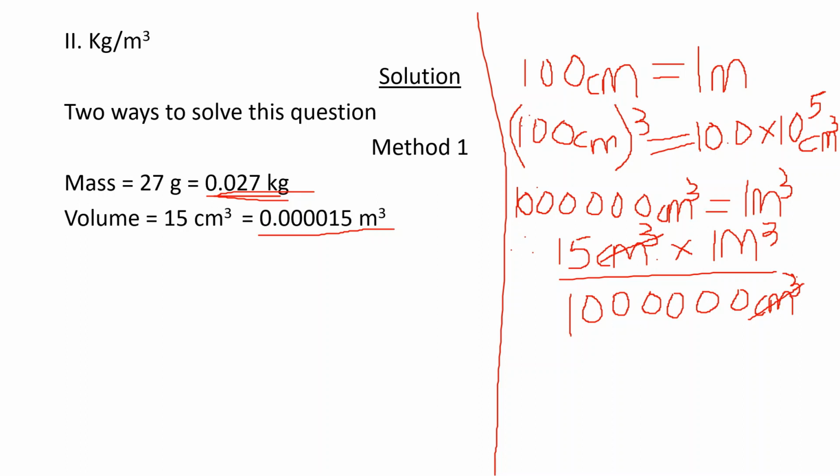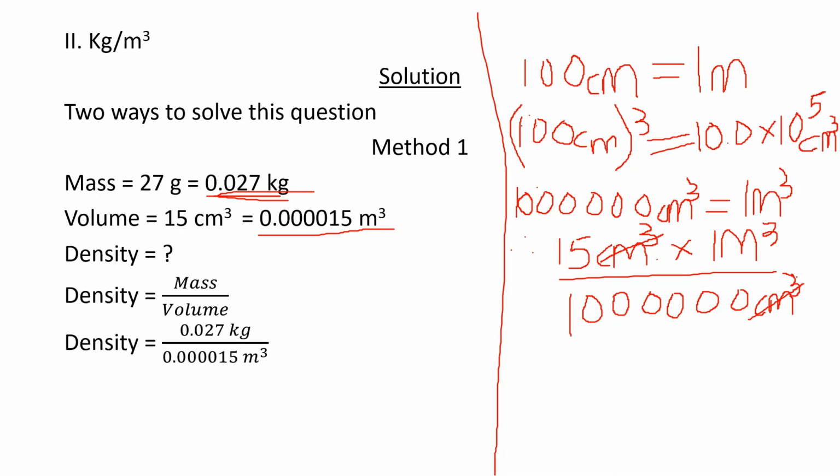Then having this, we now quote our formula: density equals mass over volume, and substitute the values into the formula. So you have mass 0.027 kg, then you have the volume 0.0000015 meter cube. So when you divide, use your calculator to divide 0.027 by 0.0000015 meter cube. You get 1,800 kilogram per meter cube.